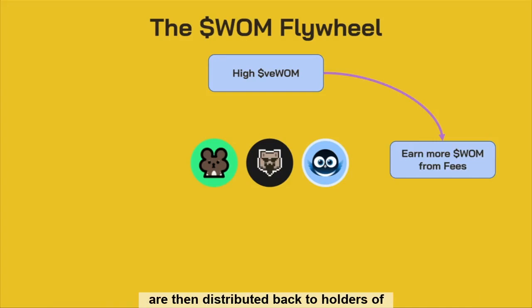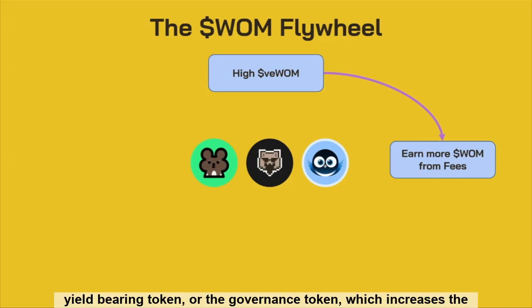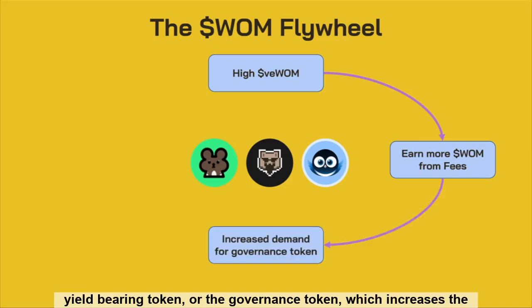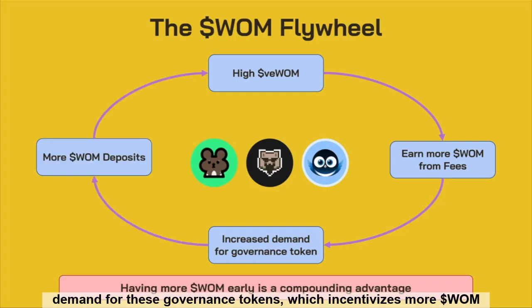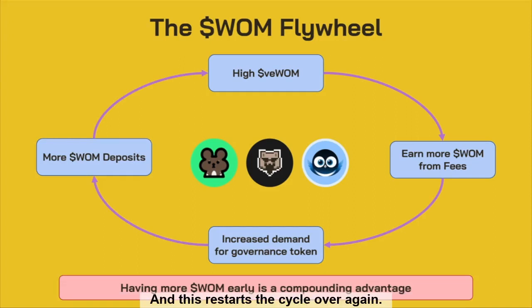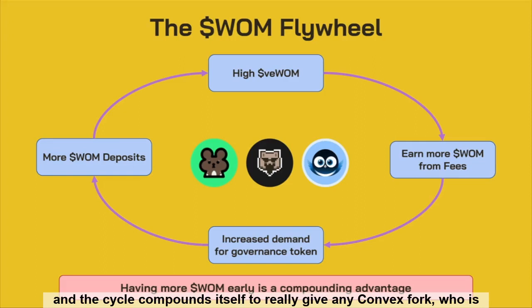These fees are then distributed back to holders of their yield-bearing token or their governance token, which increases the demand for these governance tokens, which incentivizes more WOM deposits so that users can obtain these governance tokens. And this restarts the cycle over again, and the cycle compounds itself to really give any convex fork who is able to kickstart this flywheel a massive compounding advantage early on.